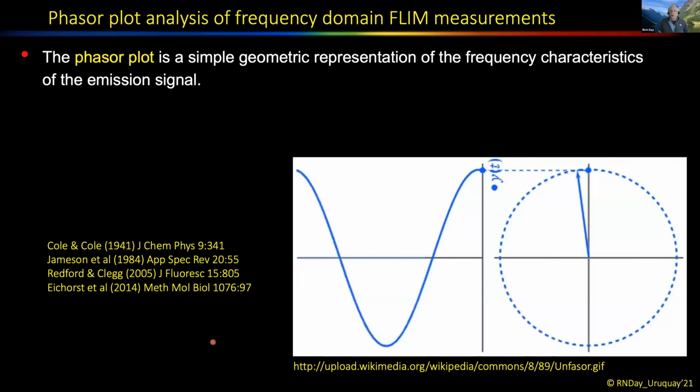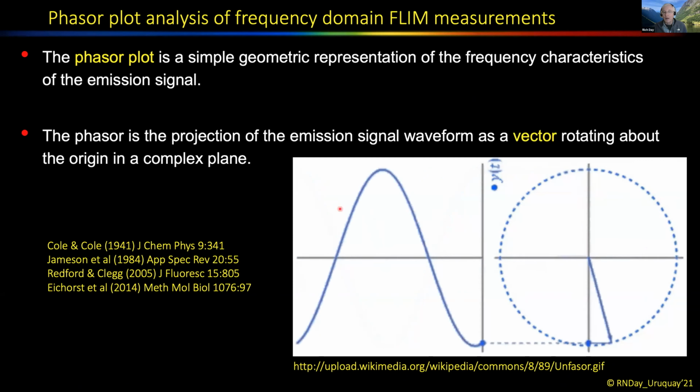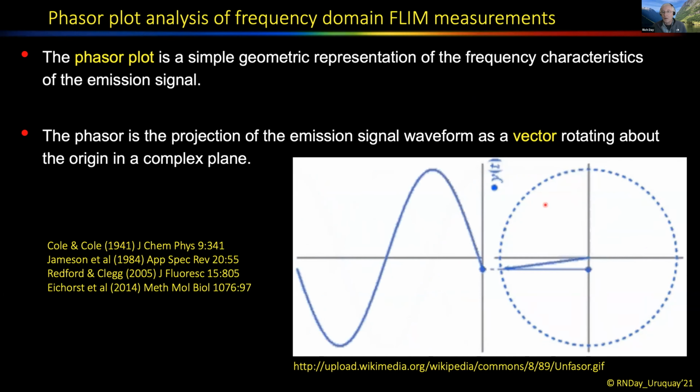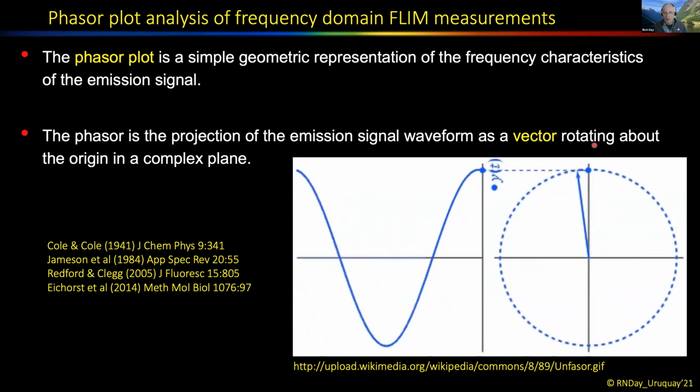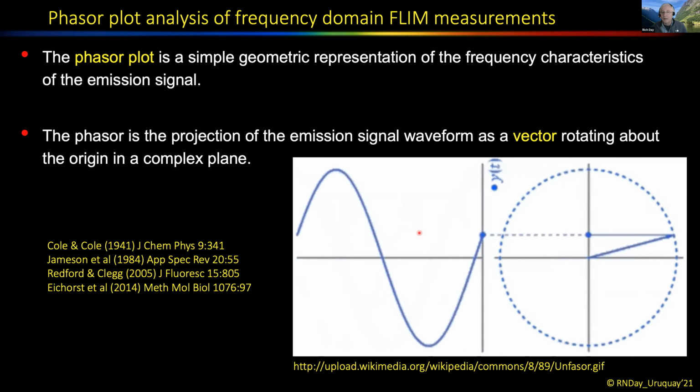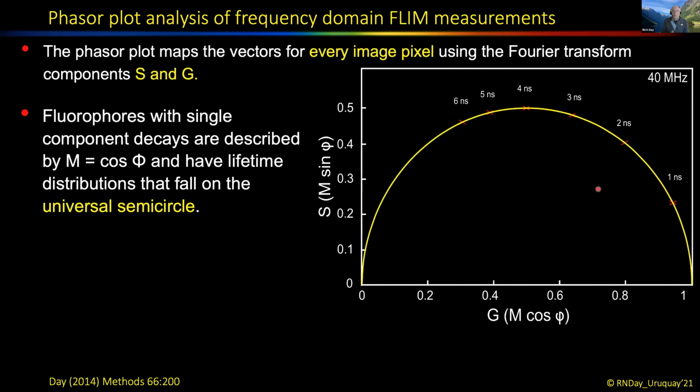When I think of phasor plots, I know Enrico thinks of these naturally. For me, it's a struggle, but I think of these as a simple geometric representation of the frequency characteristics of that emission waveform. The way I think about it is, every point on this emission waveform can be plotted on this two-dimensional graph as a vector rotating around an origin in a complex plane. So we're simply mapping that waveform onto this two-dimensional plot. And so you've seen these already.